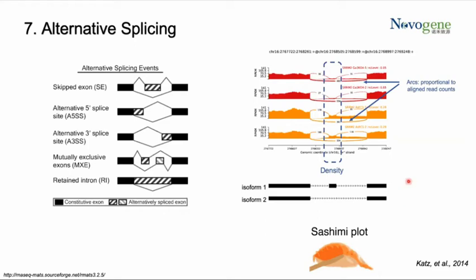So in this plot, we'll use the arcs to show the proportion of mapped reads. So if you see thicker arcs, that means more reads have been mapped to this region or this junction event. And the peak will show the abundance of the reads mapped to this exon. And from here, if you check the 2 isoforms showing on the bottom and also the abundance showing on the top, we can see in the orange samples, we actually have more reads mapped to this exon. So that means in the orange samples, they will have more isoform 1 compared to the red samples.